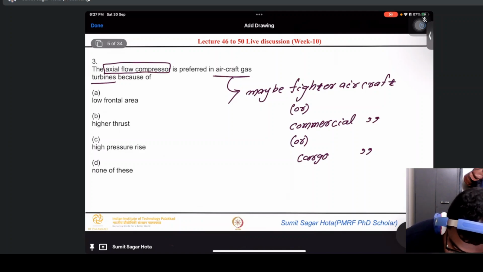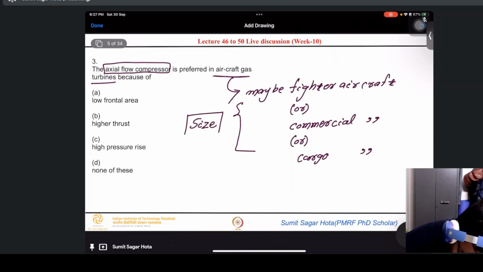So in all these types of aircrafts, what is the major concern? The major concern is the size. The size of the aircraft is the major concern. So if the compressor has a lower frontal area, then all these problems can be sorted out. Drag will be less. The size is the major concern.